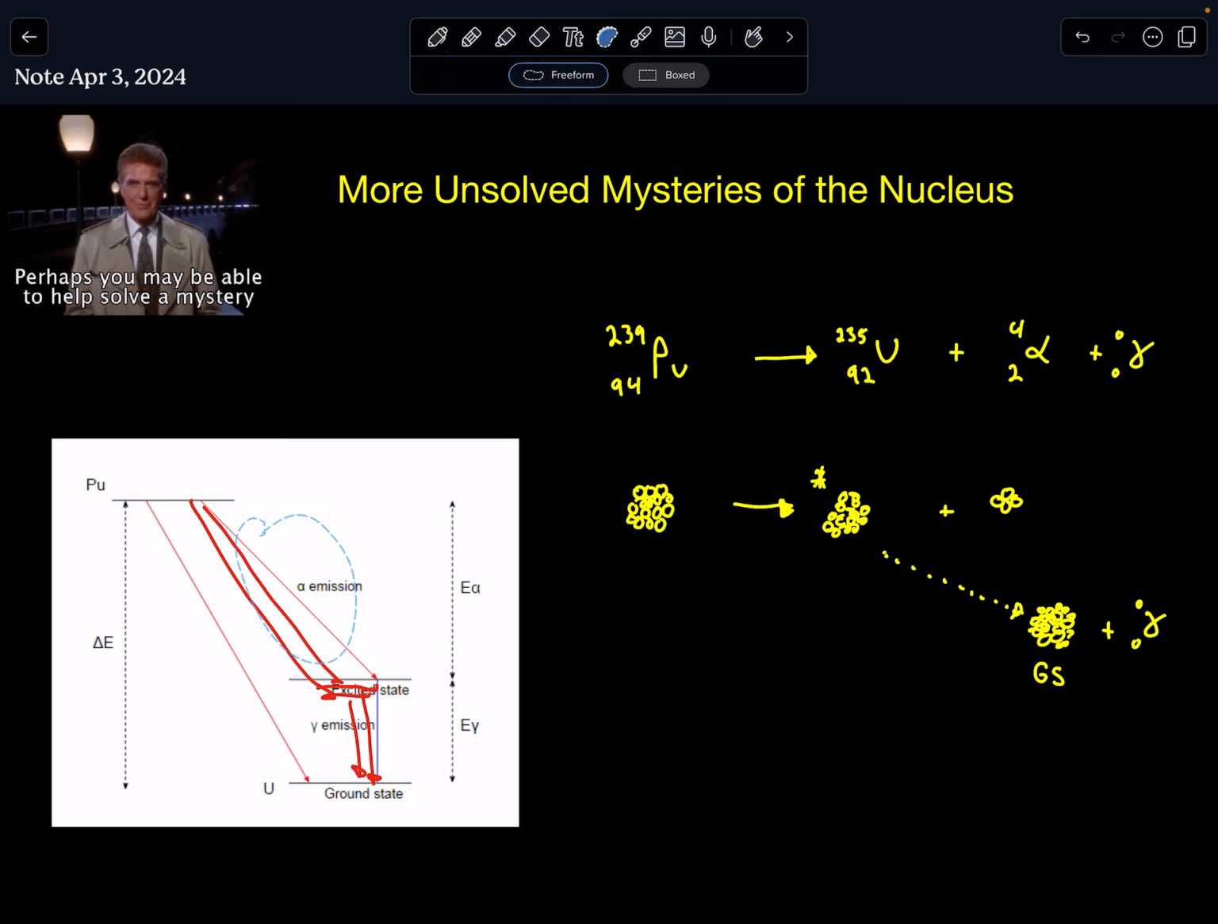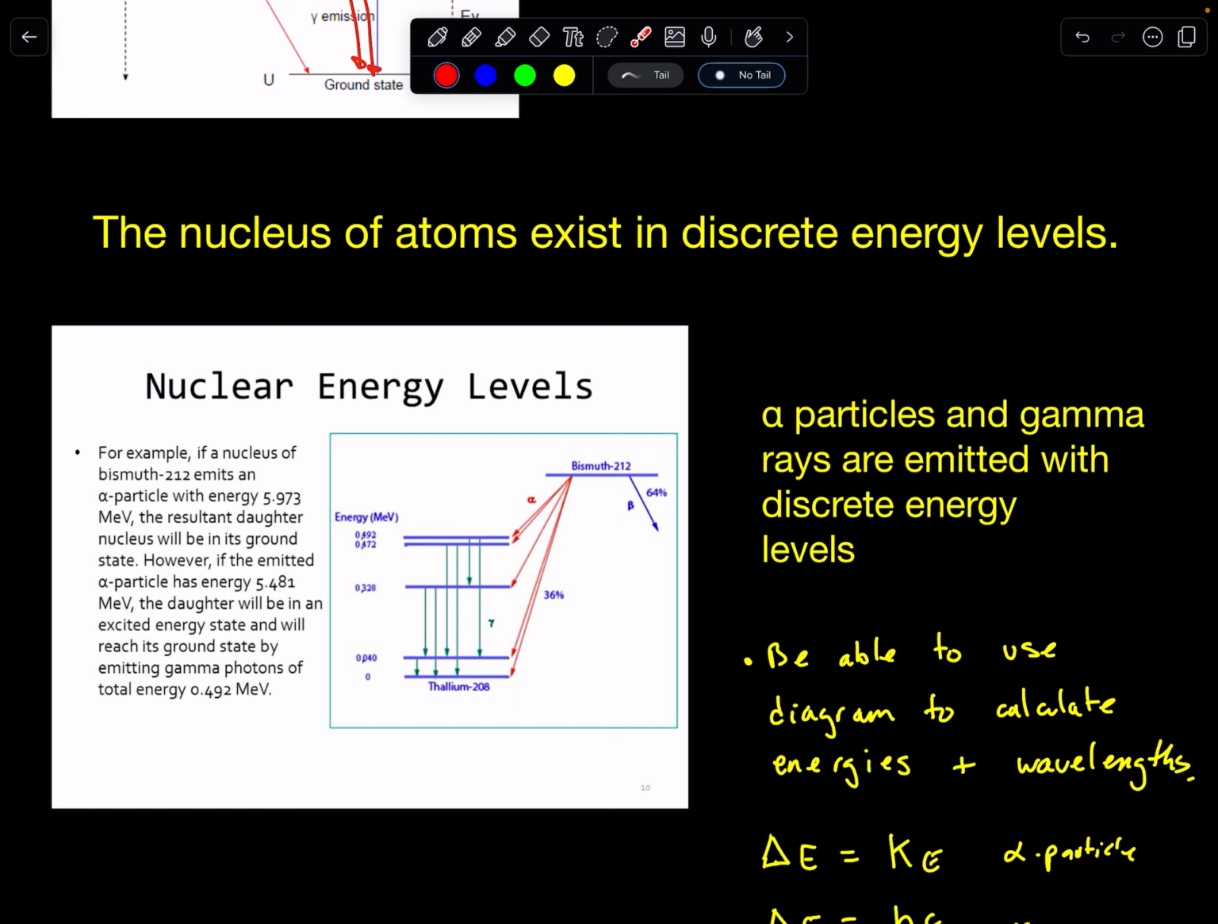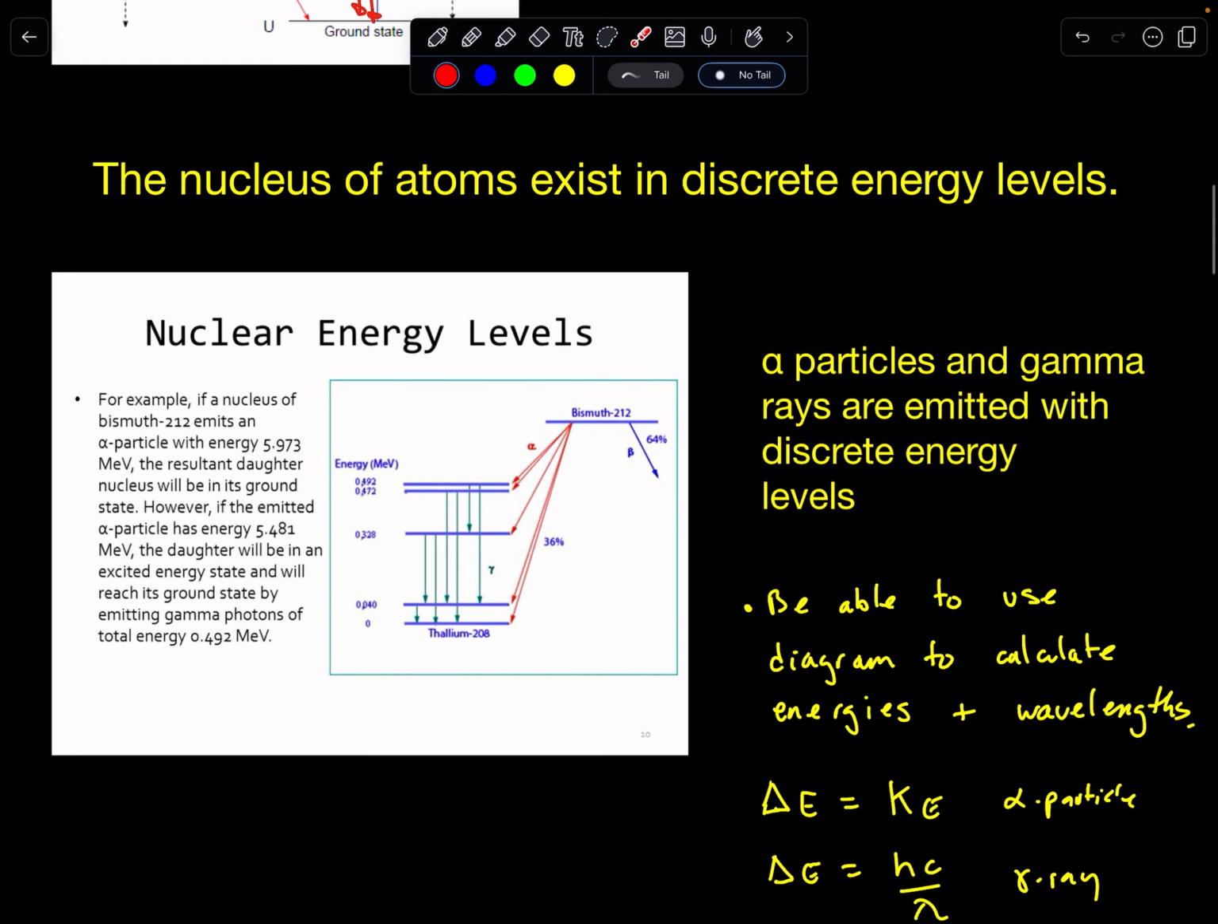And lo and behold, we see that. So I've stolen this from a different presentation I found online, and you can see here's an alpha decay of a bismuth atom that is starting at that energy level. And when it decays into a thallium nucleus, that thallium nucleus has multiple energy states. And that nucleus can relax from different excited states to its ground state at the bottom. So these alpha particle relaxations would all have different energy levels.